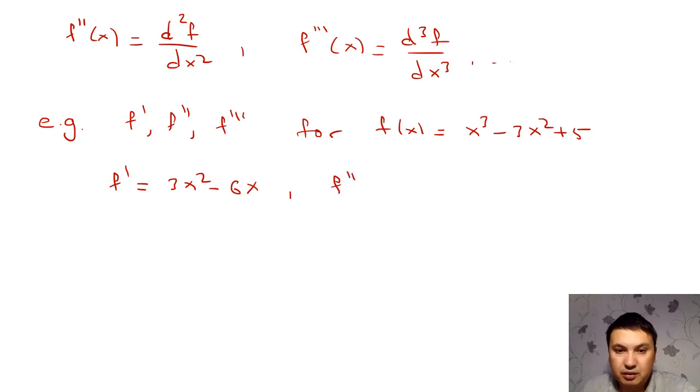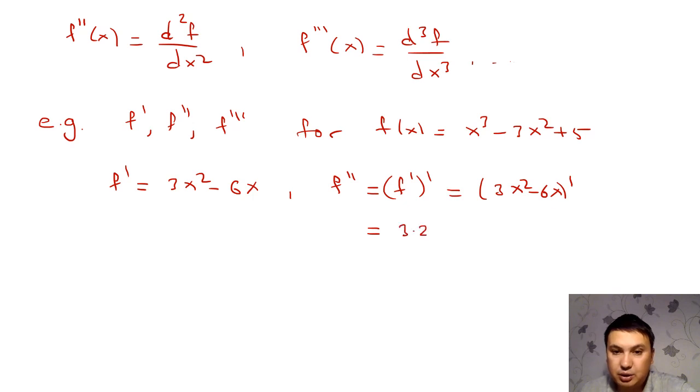Then what is the second derivative? Well, the second derivative, as we said, is just the derivative of the first derivative. But what is the first derivative? The first derivative is 3x squared minus 6x. So I need to take the derivative of the derivative. We see that this is nothing but 3 times 2x minus 6, so this would be 6x minus 6.